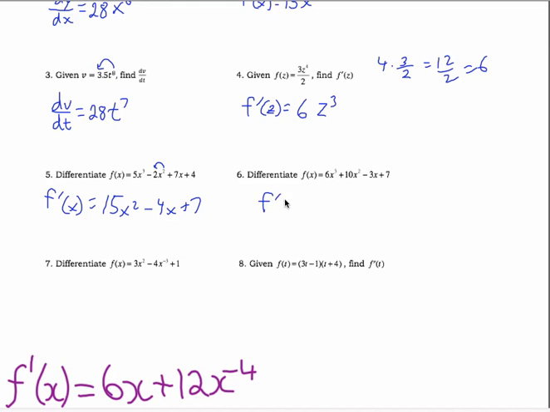Okay, next function, the derivative. We just do term by term. It's going to be x squared, and you're going to have 3 times 6 is 18. Then plus 10x, then minus 3.